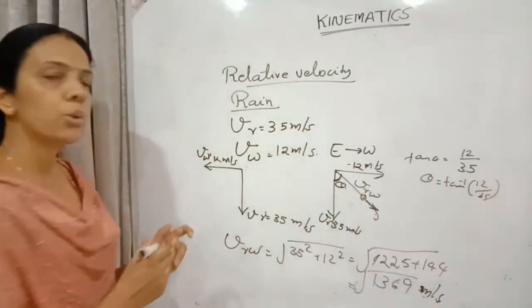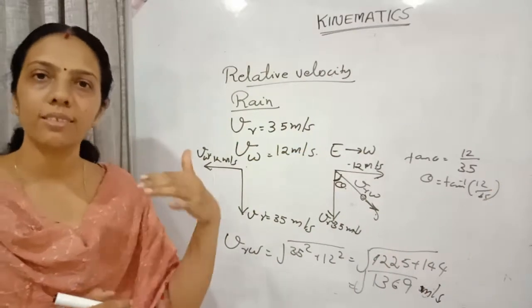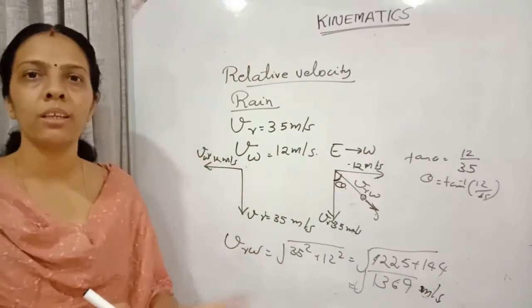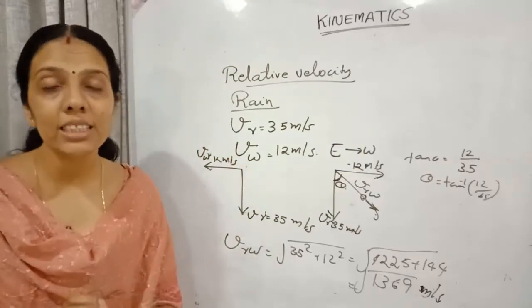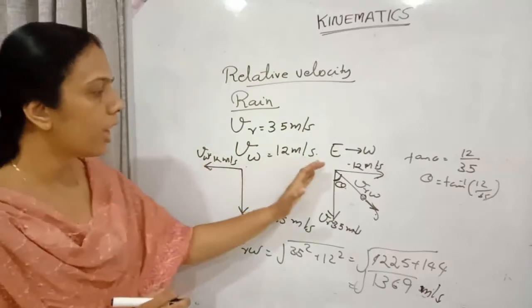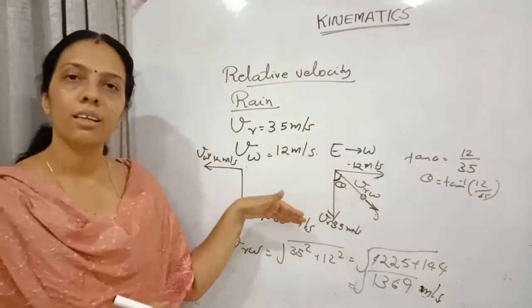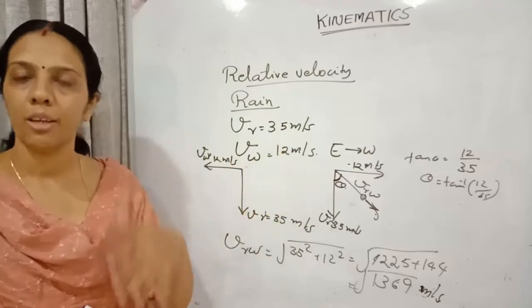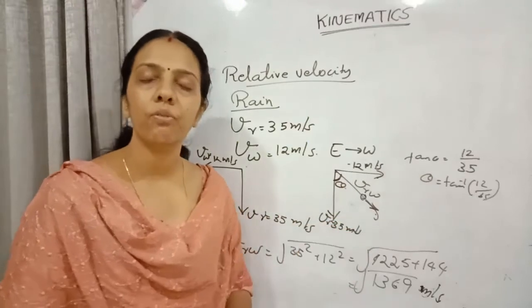So, clear children? If rain is falling, the man is moving, and at the same time wind is blowing, we should hold the umbrella in the direction of the relative velocity. You should be thorough with that. And how to find the relative velocity value? You can take the right angle triangle, hypotenuse square equals base square plus altitude square. That formula you can consider, and to find the direction you can take the value of tan theta.